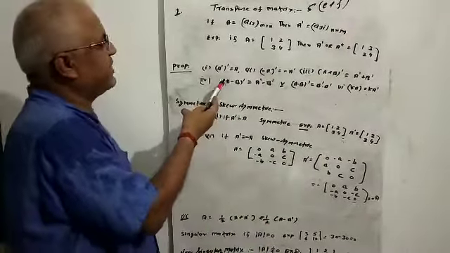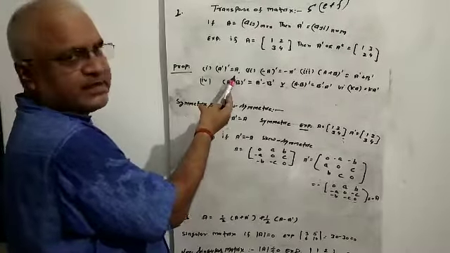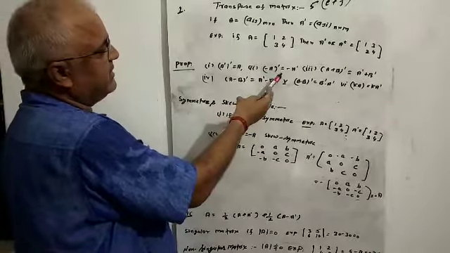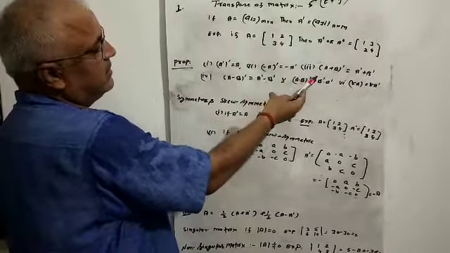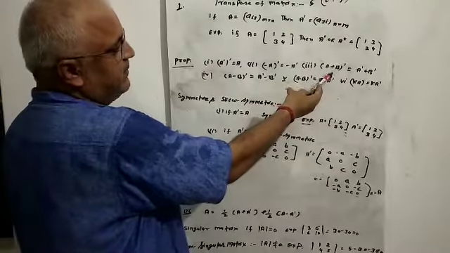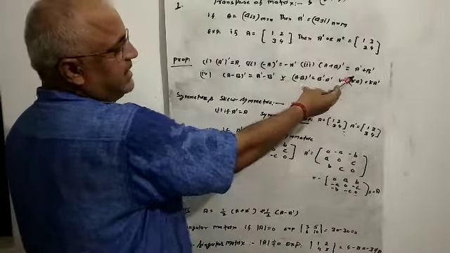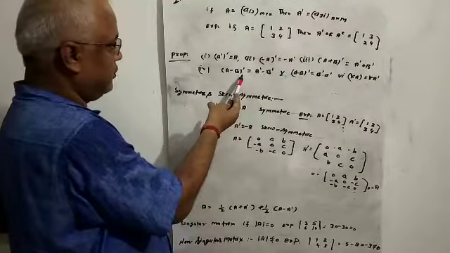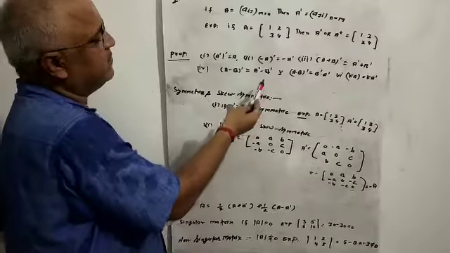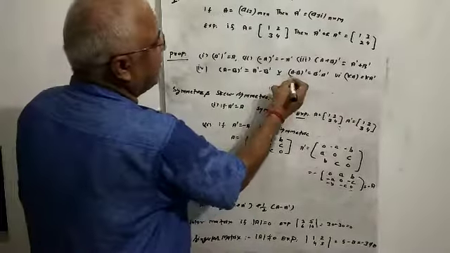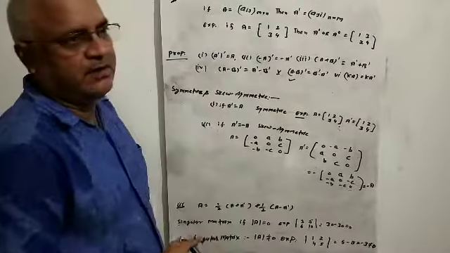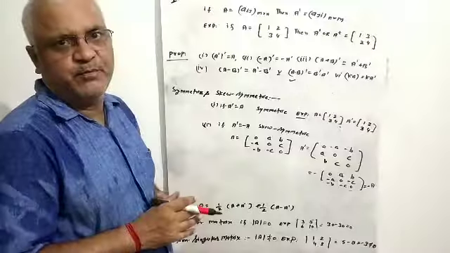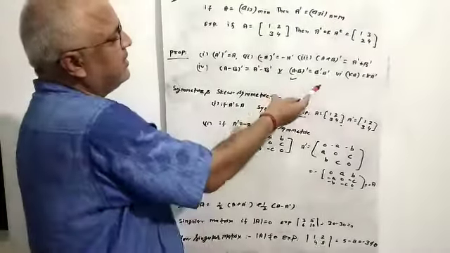Some of the properties of transpose. Transpose of the transpose of a matrix is the matrix itself. Transpose of negative matrix is minus sign A transpose. Sum of two matrices: A plus B whole transpose is A transpose plus B transpose. Similarly, A minus B whole transpose is A transpose minus B transpose. Fifth is very important: A dot B whole transpose is B dash dot A dash. Means A dot B whole dash is B dash dot A dash.